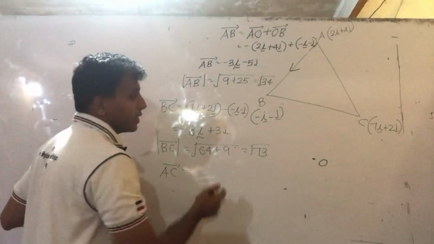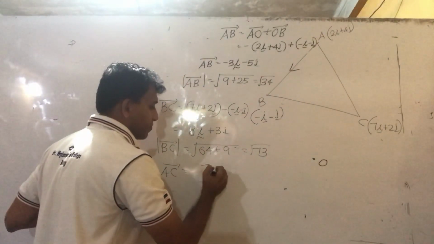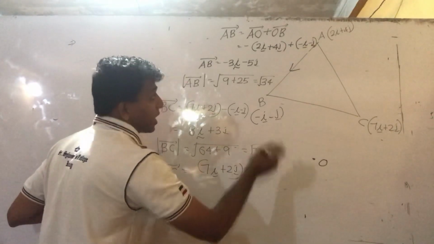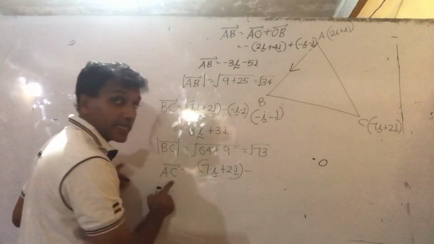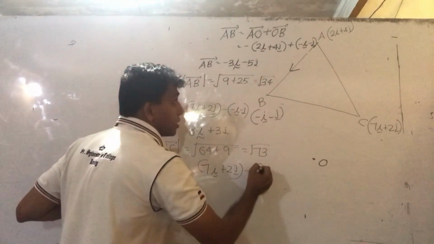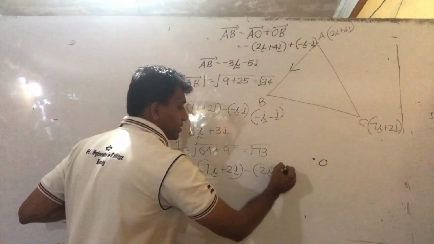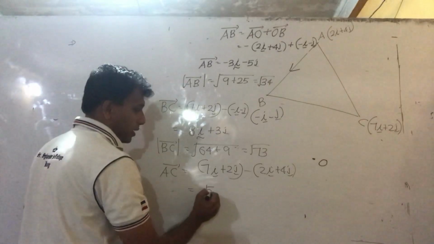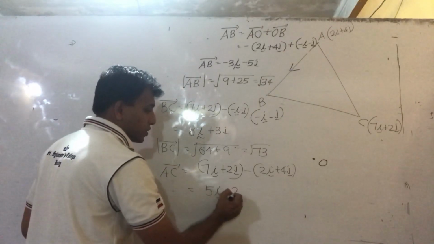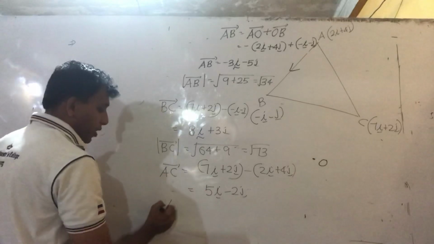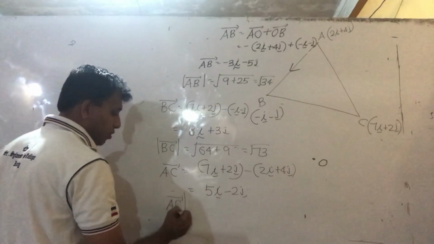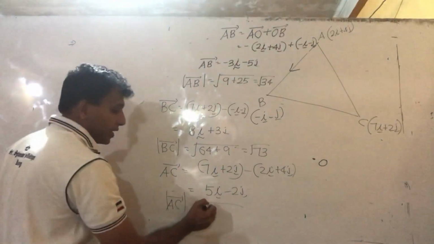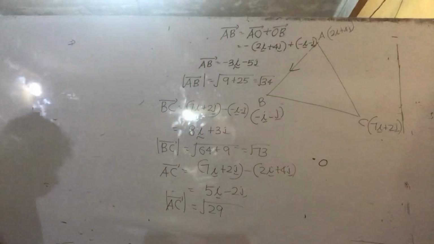AC is C minus A, right? So C means 7I plus 2J minus A. What is A? A is I plus 4J... 2I plus 4J. Therefore the answer is 5I minus 2J. Okay, therefore its magnitude, the length of AC, is square root of 25 plus 4, is it 29? Check with you. So these are the values of each.